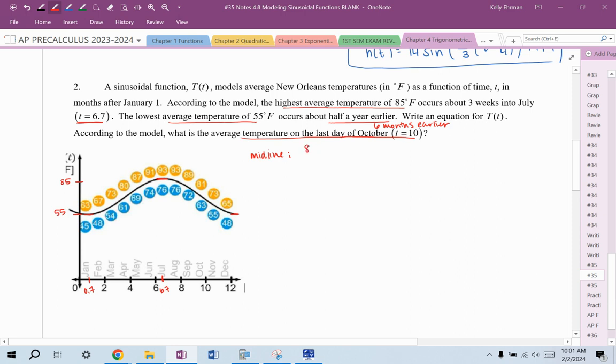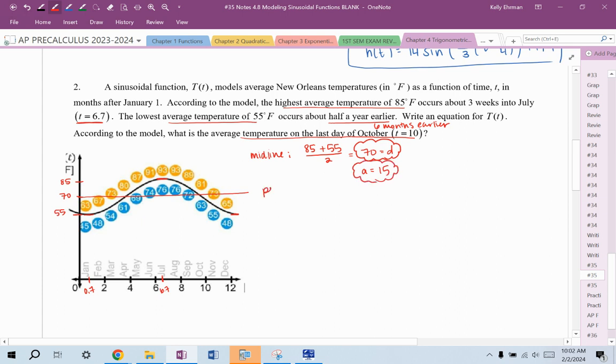The midline should be the average of the max and the min. So max plus min divided by 2. So what is this? 130 plus 10. So 140 divided by 2 is 70. So there's D. That's great. And if we know D is 70, then we can also find, I like drawing the midline in, we can also find A. What's the distance between 70 and 85 or 70 and 55? That's 15. So we've got A.